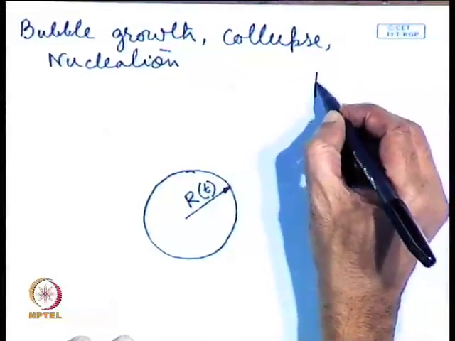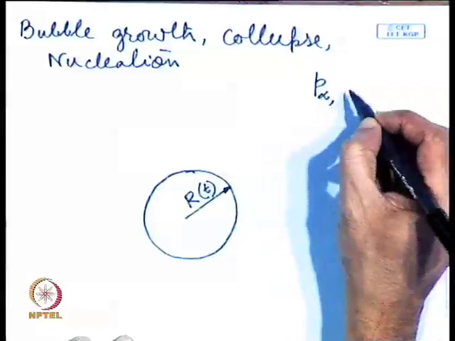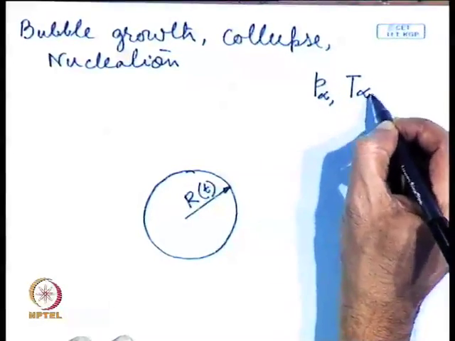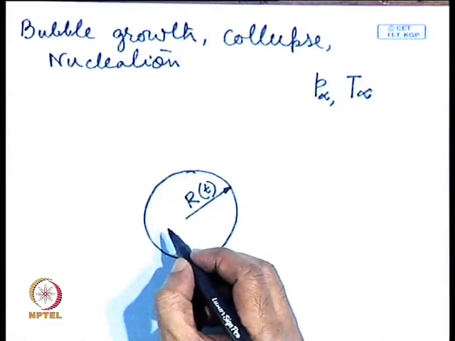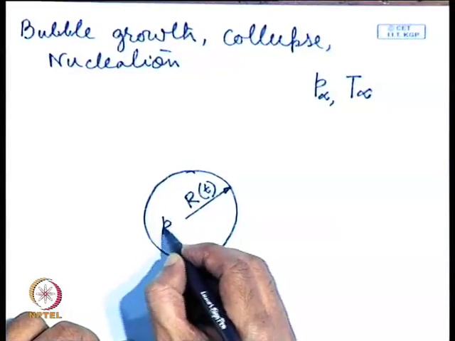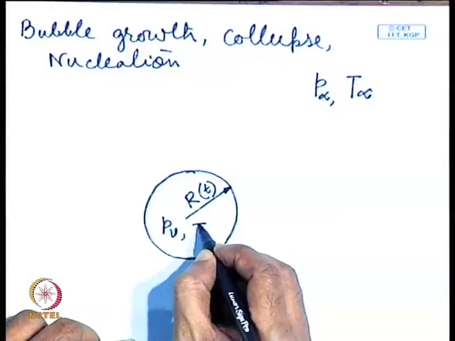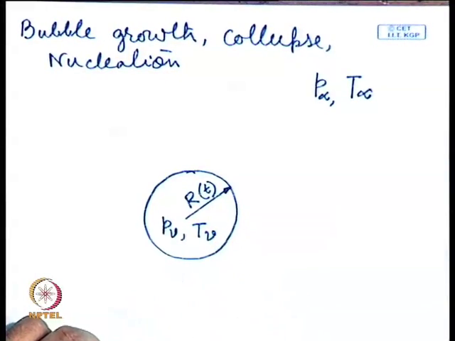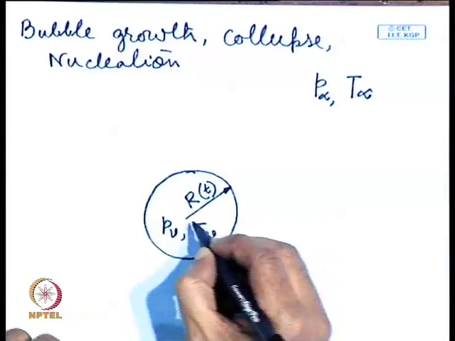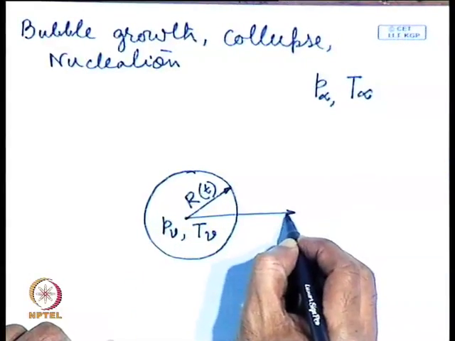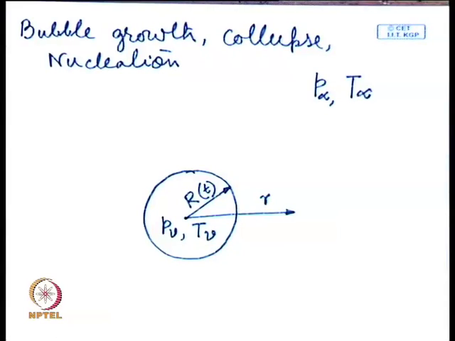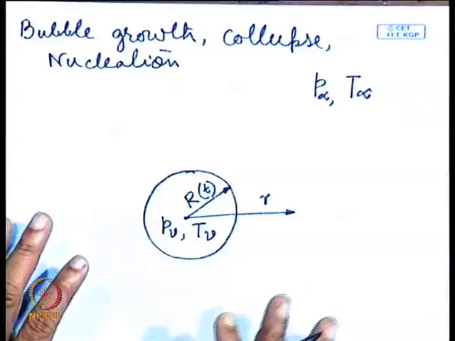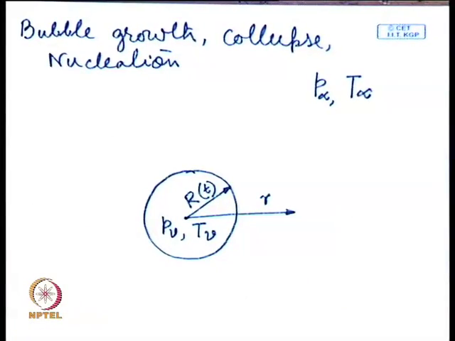The bulk of liquid far from the bubble has a pressure of P infinity and a temperature of T infinity, whereas inside the bubble we have the pressure P v and temperature T v. For the analysis, one can take a spherical coordinate system with its center at the center of the bubble, and r is the coordinate with which we can develop the analysis for the growth and collapse of such a bubble.